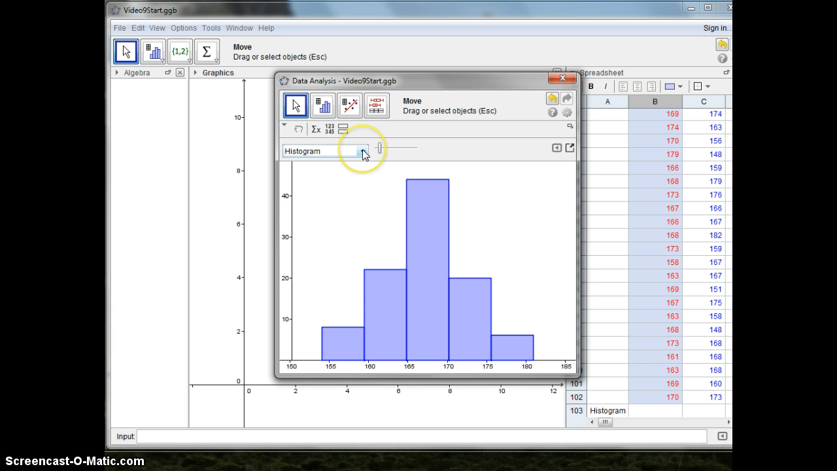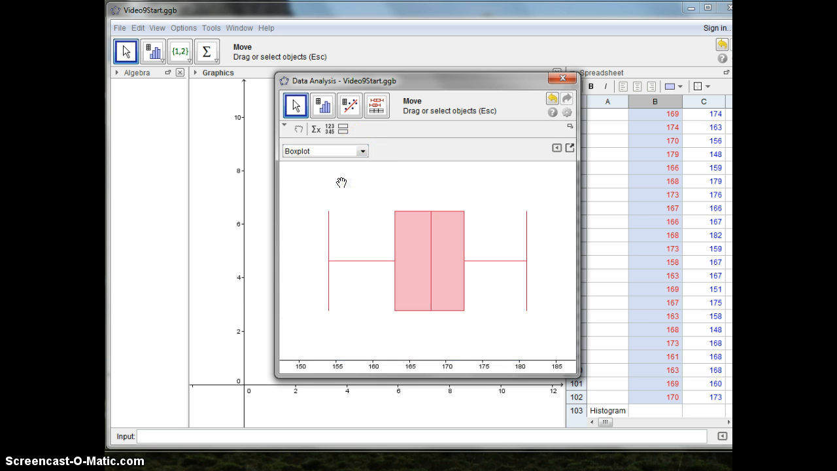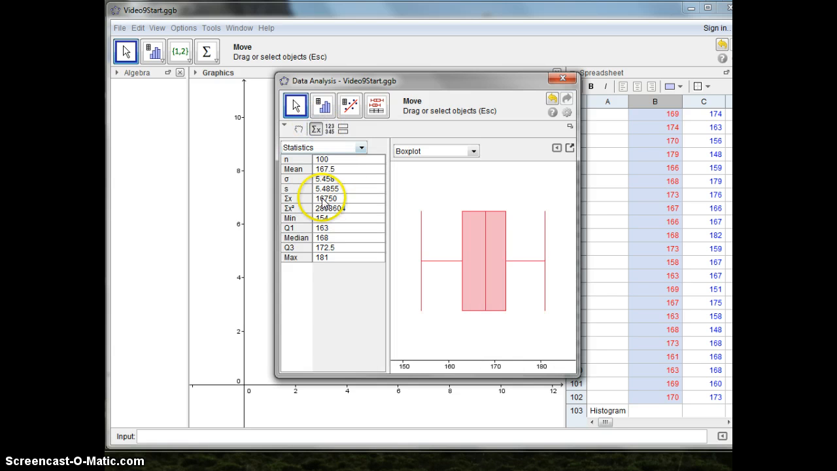I could have it as a histogram. I could have it as a box plot. I could have all the figures for the mean value, for the minimum, maximum, median, the first quarter, etc., etc.